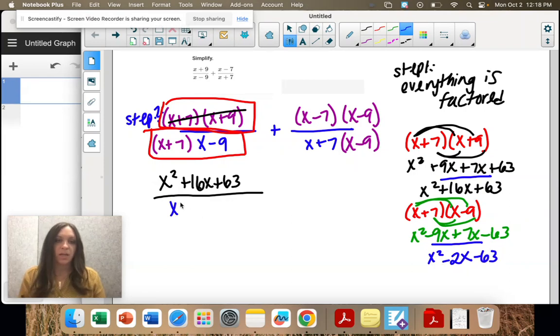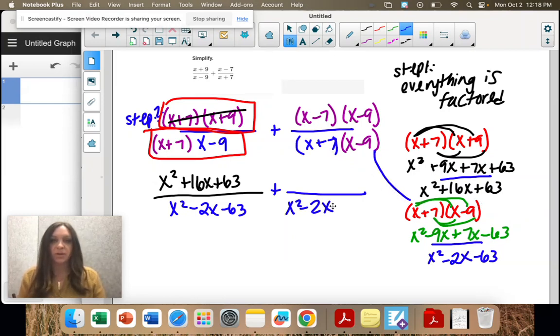So my denominator, remember it's the same on both. We just did that. X plus 7, x minus 9. It's right here. Same. That's what makes it common. So x squared minus 2x minus 63.